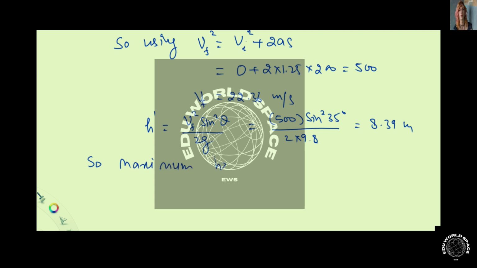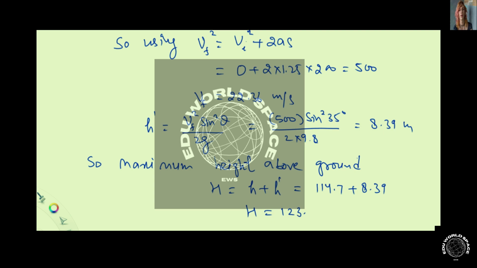So the maximum height reached by this toy rocket above the ground, capital H, will be h plus h dash, means this is 114.7 meter plus 8.39 meter, means it comes out to be equal to 123.1 meter. Answer for the first part of this given problem here.